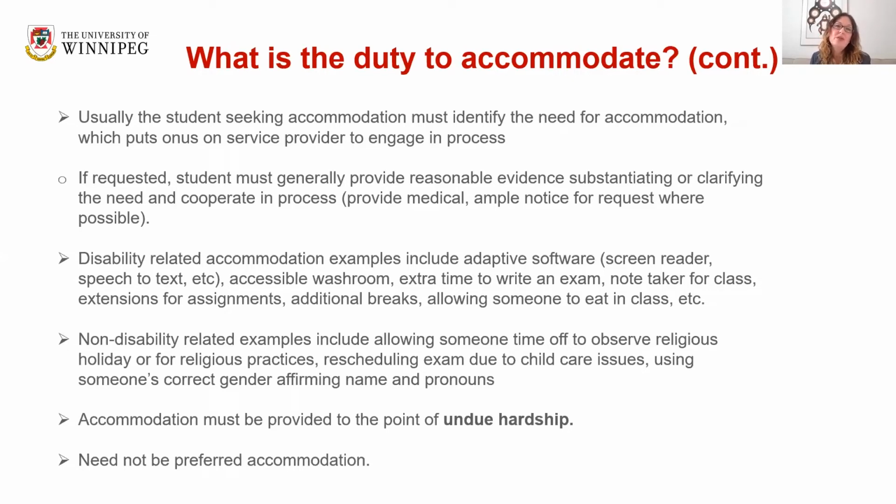But it's also important to note that it doesn't have to be a person's preferred accommodation. So sometimes people, for example, will request a particular adaptive software. Well, if that software is not available, or there's another one that would reasonably meet someone's need, but it's not exactly what was requested, then that can still be provided because it is still reasonable, even if it's not the preferred accommodation. So as long as it reasonably meets someone's needs, sometimes there can be interchangeability of accommodations.